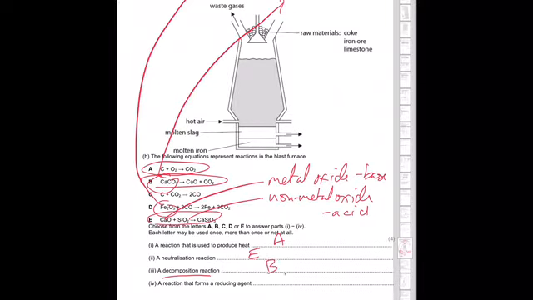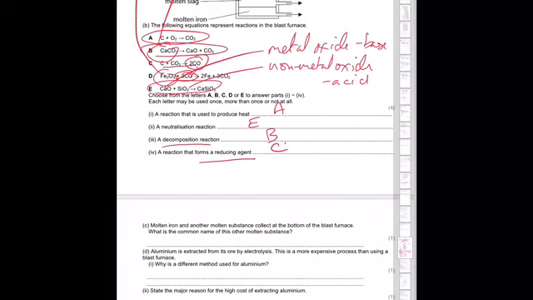Decomposition, finding the decomposition reaction, taking one substance and breaking it down with heat into two substances. And the reducing agent is carbon monoxide. So the equation that produces the carbon monoxide is equation C. Okay, that's a process of elimination. The molten slag, just looking at the diagram, it tells you what the other thing is. You might know the name for the molten slag is calcium silicate, but just look at the diagram, it's not a raw material going in.